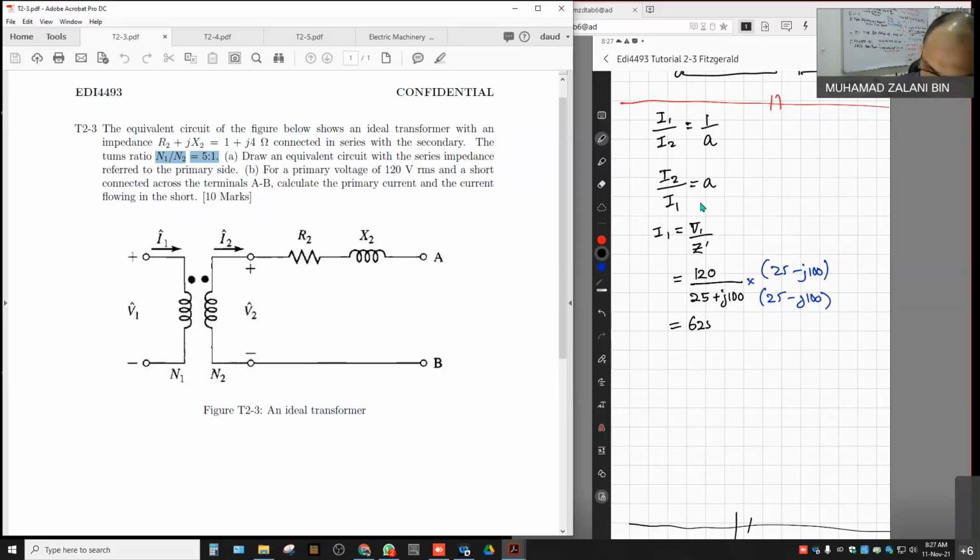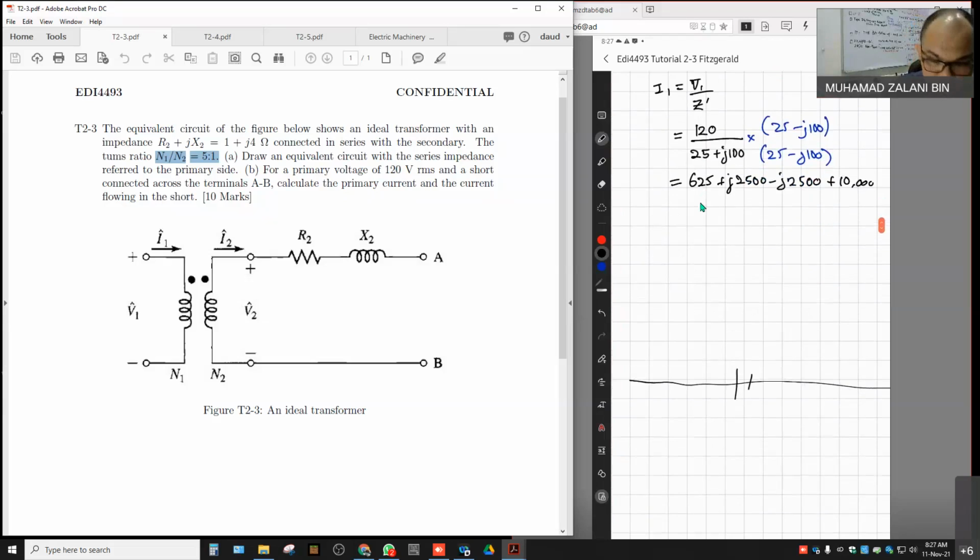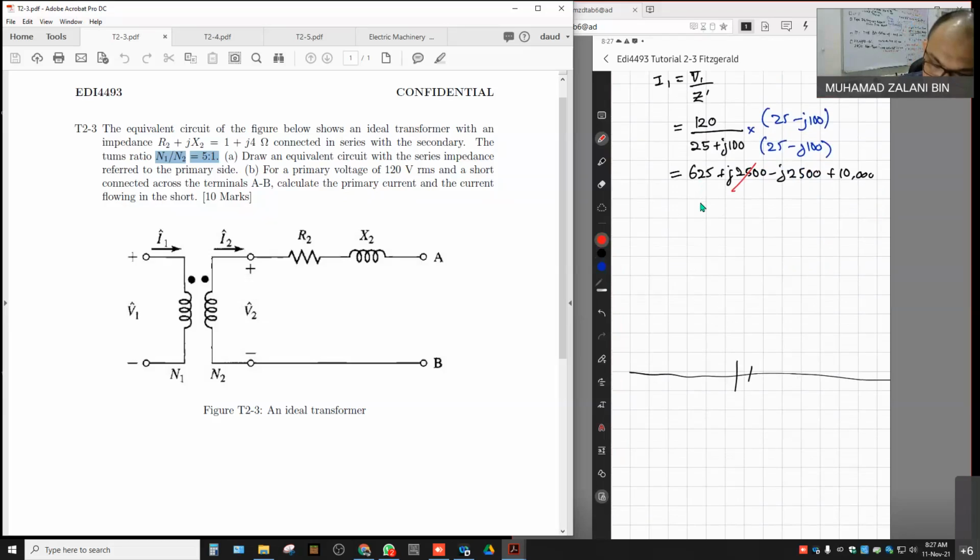Okay, 625 tambah, if you do the calculation, just tekan the calculator saja. So if I've done something wrong, just let me know. Okay, 10,000 kat sini. Okay, so yang tengah-tengah tu akan cancel lah. Then we get only the real numbers here. Oh sorry, yang 10,000 tu sebenarnya J kan?